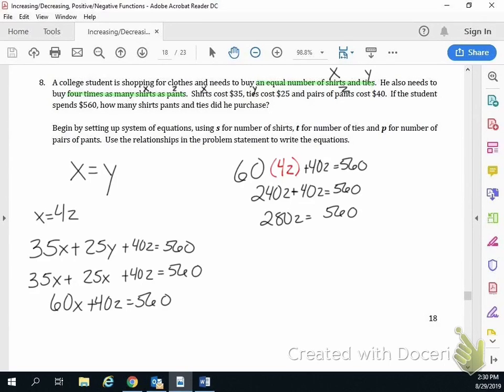And so how many pairs of pants is he going to buy? 2. This problem also has a lot of easy ways to get the other 2 variables. So if he has 2 pairs of pants, how many shirts is he going to have? 8, because of this equation right here. How many ties is he going to have? 8. So this one was pants, shirts, ties.